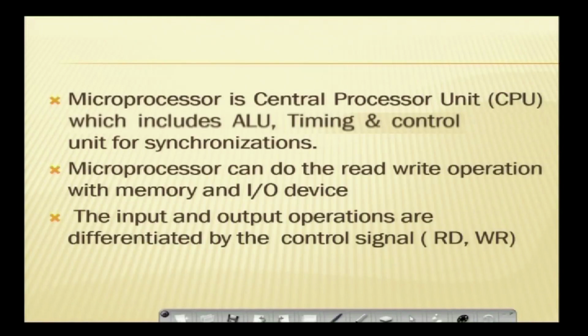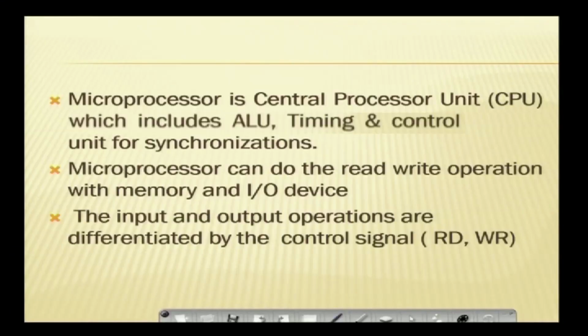Microprocessor is a central processing unit which includes the arithmetic logical unit, the timing and control unit for synchronizing, and the registers. ALU is mainly used for the arithmetic and logical operations. Microprocessor can also be used for read and write operations. Both read and write operations can be performed with memory and I/O devices. The processor can perform memory read write or I/O read write operations. To perform these, basically two instructions are used, input and output. Input is to read the data from the external device and output is to write the data into the external device.